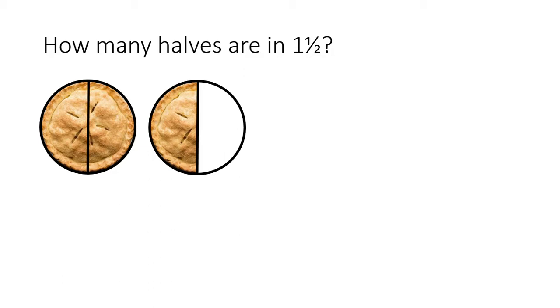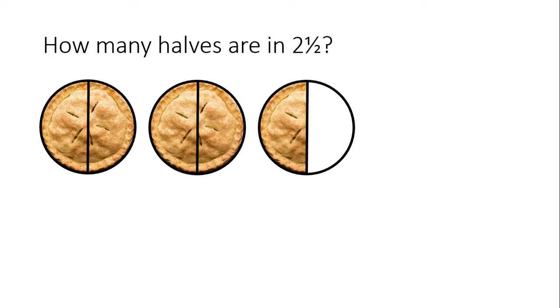Now, how many halves are there in 1½ pies? First, we want to start by counting how many halves are in the whole pies. Well, there's 1 pie with 2 parts, so that's 2. And then we count our extra bits. 1 extra bit, 2 plus 1 is 3. What if we had 2½ pies? Again, we count how many halves are in the whole pies. 2 pies, 2 halves each, so 4. Then we count the extra bit, plus 1 equals 5 halves.